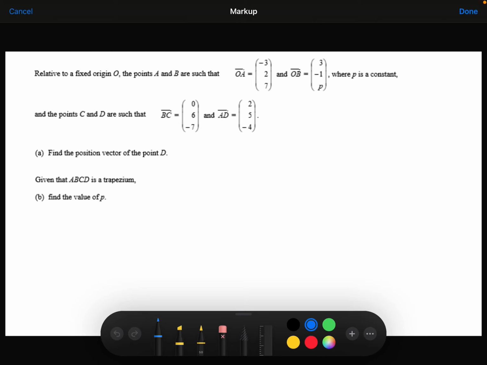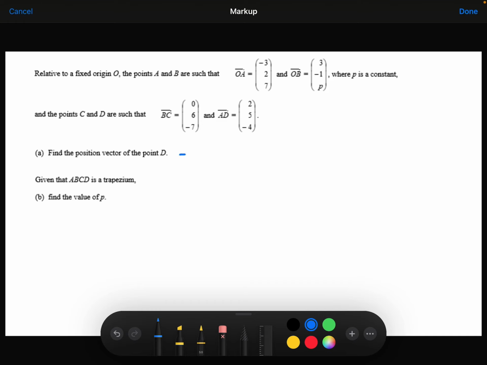Relative to a fixed origin O, the points A and B are such that O to A is (-3, 2, 7). O to B is (3, -1, p), where p is a constant. The points C and D are such that B to C is (0, 6, -7), and A to D is (2, 5, -4). Part A, find the position vector of point D.